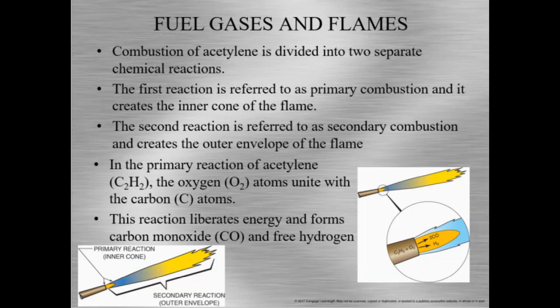There are 2 different chemical reactions that happen when acetylene combusts. The first reaction is called the primary combustion, and this creates the inner cone of the flame. This would be the inner cone right here, this part of the flame. This is where the acetylene, oxygen, and carbon atoms come together. The reaction forms carbon monoxide and hydrogen.